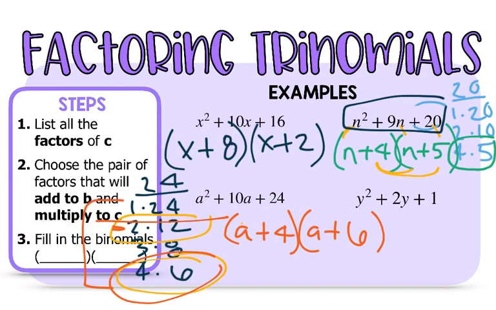Okay, so try the last one on your own. Write out factors of 1. That should be really easy. And make sure that you choose the ones that add to get you to 2. And again, that should be really easy.